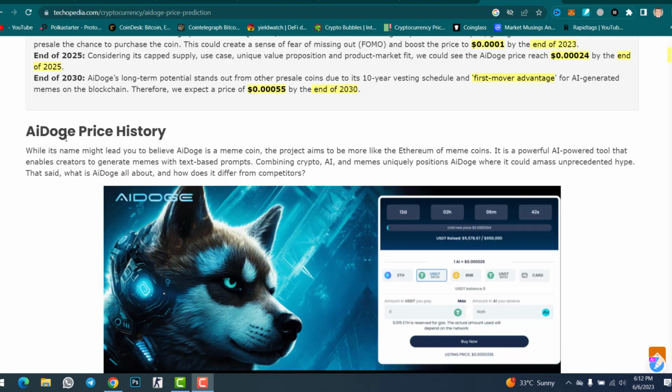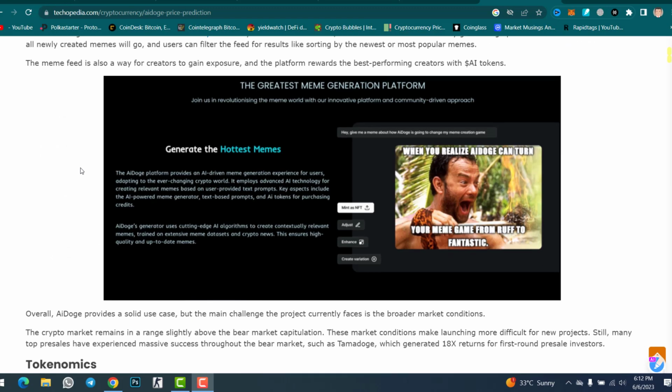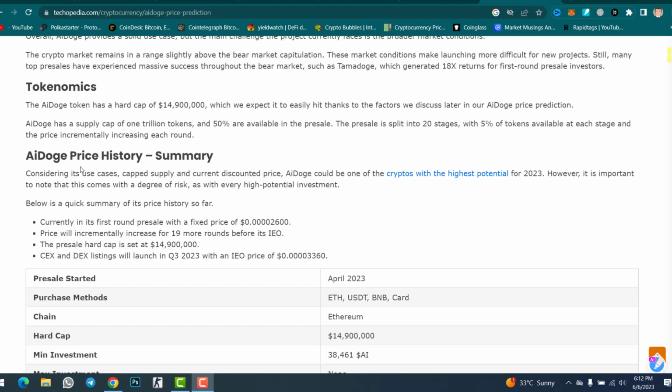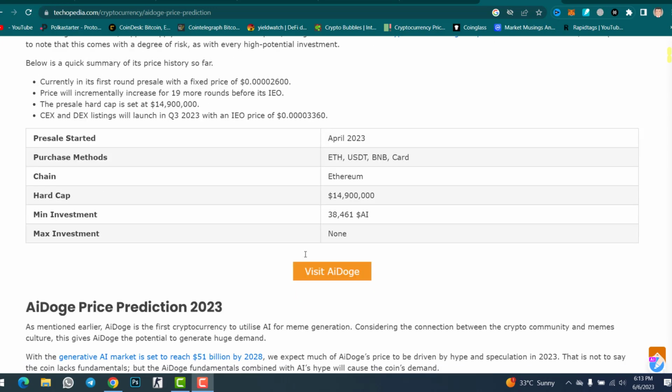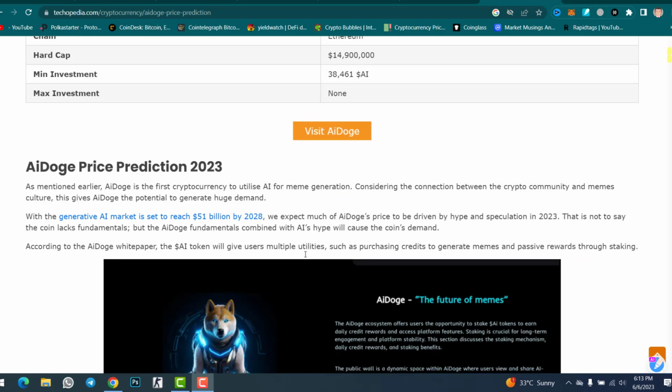Moreover, you can check the Ai Doge price history, the features and also the tokenomics. Currently it is in its first round pre-sale with a fixed price of 0.0026. After that, before its IEO, there were about 19 stages. And now the price of the IEO is 0.0336, which is the launching price. So now tell me in the comment section, what do you think about the Ai Doge price prediction? I know there are still users purchasing the pre-sale and holding the token, because no one can claim the token, no one can sell the token. We need to wait for the launching.